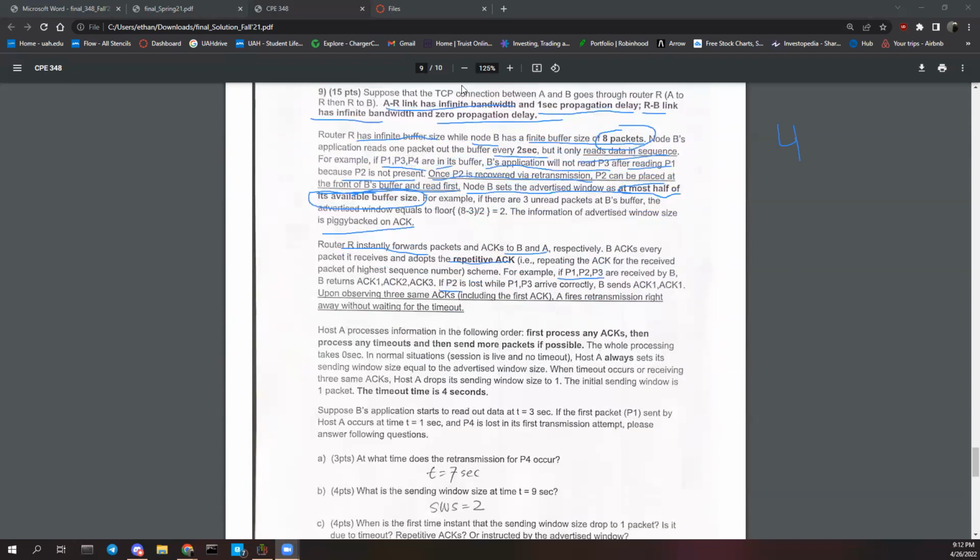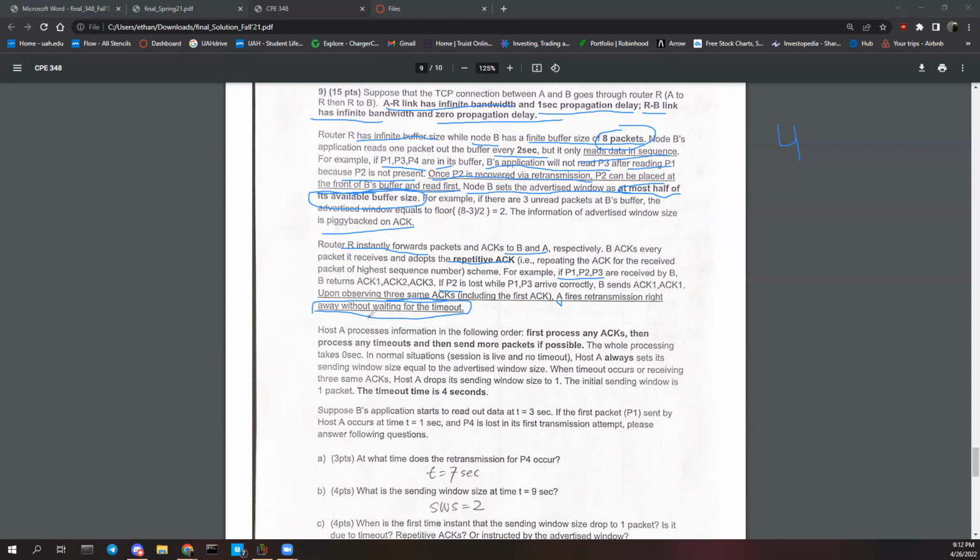So that's repetitive ACK sequence. We should be very familiar with repetitive ACK by this point. We've done it a million times. All right. And here's the important part that I lost points on. Upon observing the 3 same ACKs, including the first ACK, A fires retransmission right away without waiting for timeout. I lost points on that for exam 1. That's actually the only points I lost on exam 1.